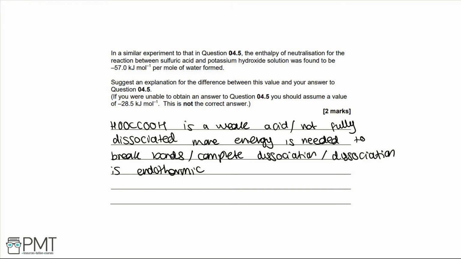To get the 2 marks for this question, you get a mark for saying that ethane dioic acid is a weak acid, so it doesn't fully dissociate. That's your first mark. And then your second mark comes from saying that more energy is needed to break bonds, or complete dissociation, or that dissociation is endothermic. All of those can get you your second mark for this question.